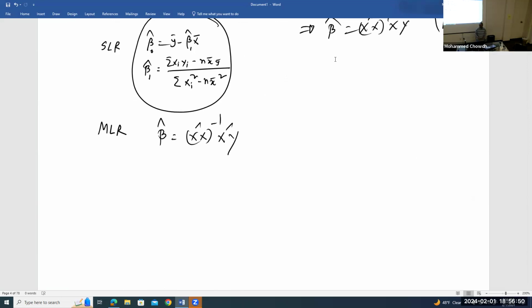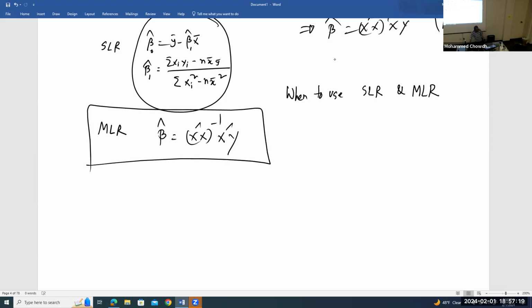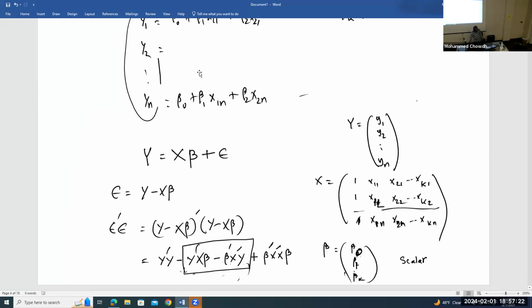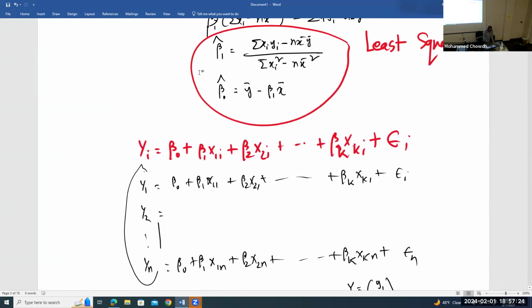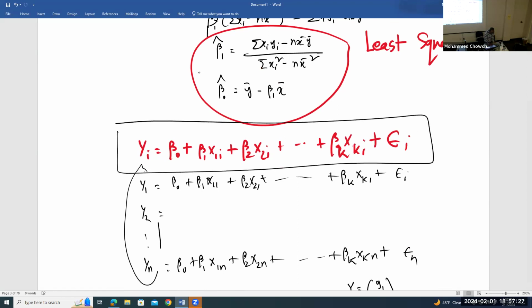Clear, right? Now, the question is: when to use simple linear regression and multiple linear regression? Professor, we have done this multiple linear regression. Yes, this is the multiple linear regression. Take a look at that. I wrote this equation, right? That is the multiple linear regression model.